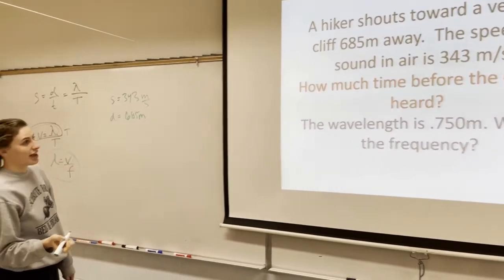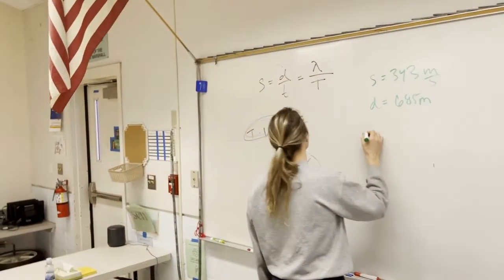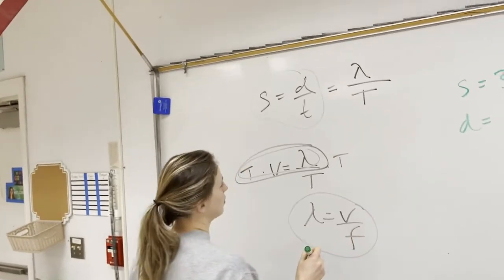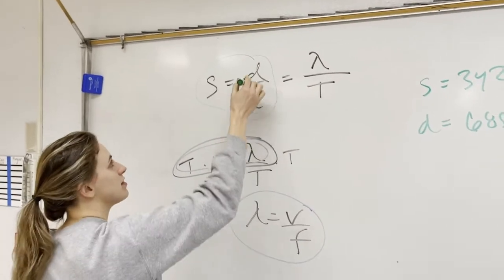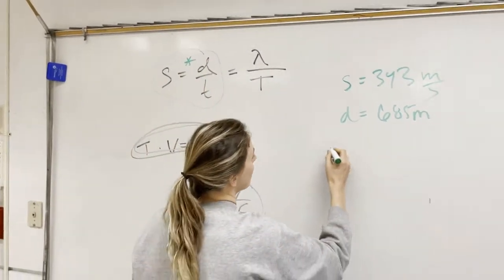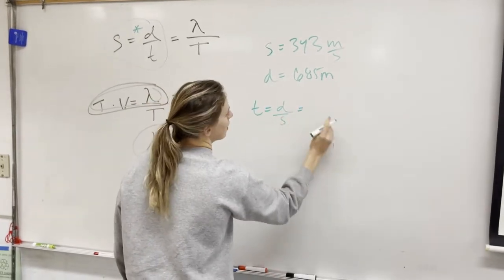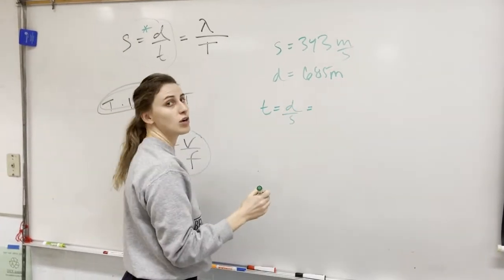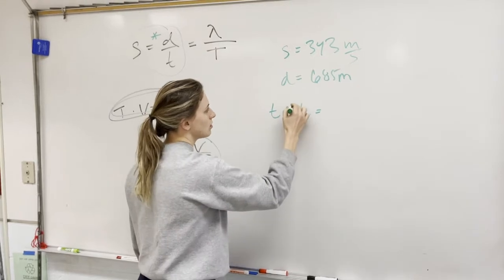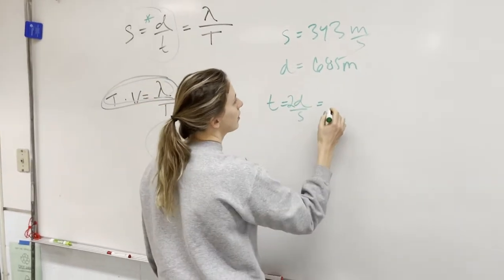How much time before the echo is heard? Which equation are we going to use? Well, we want to know time, and we've got speed and distance. So that's time equals d over s. It's an echo, so it has to go down and come back. So we'll use 2d right here.